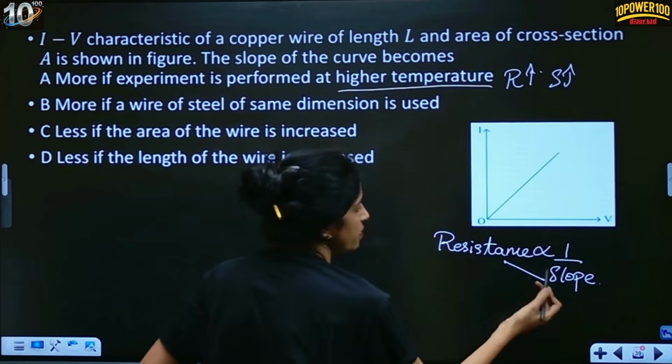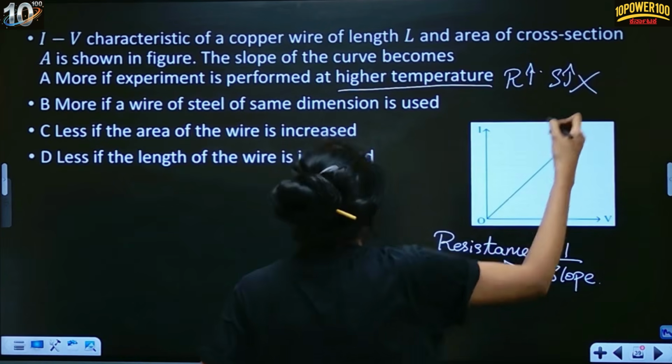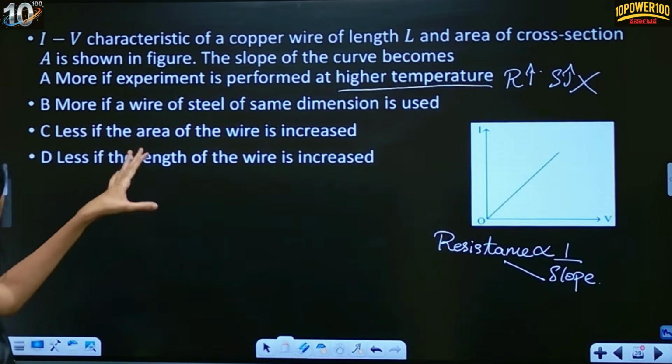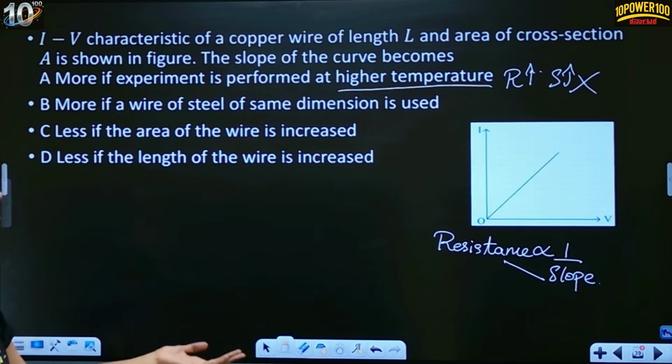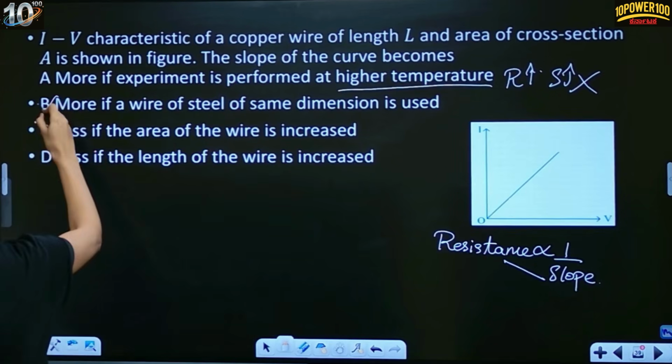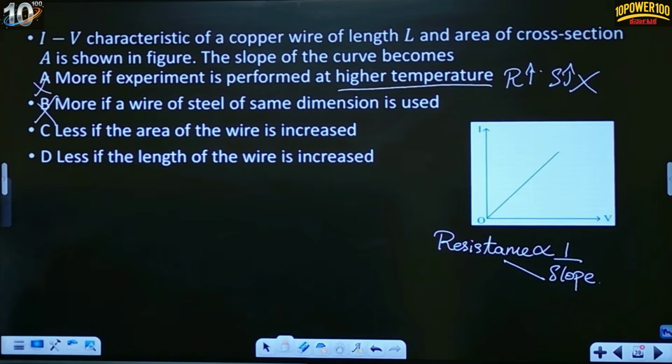No, right? Resistance and slope are inversely proportional, so this is a wrong option. Next, more if a wire of steel of same dimension is used. Of course, no, because resistance depends on what? It depends on the dimensions.